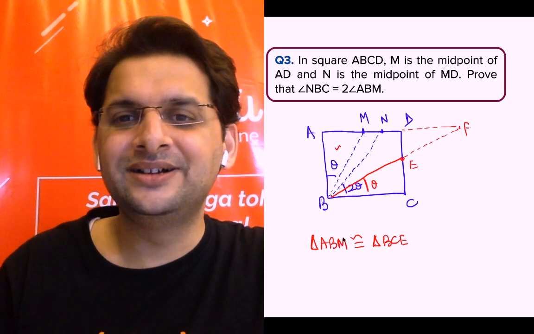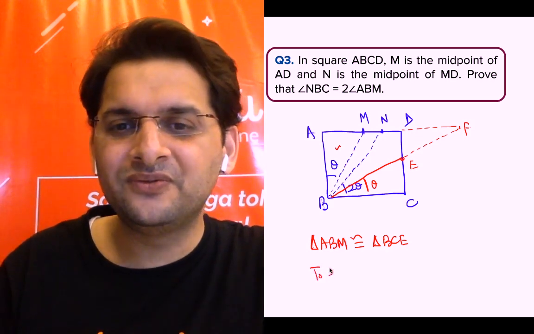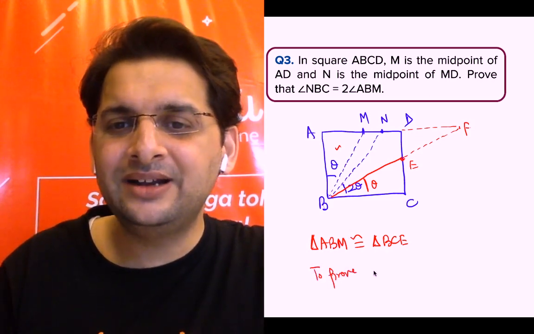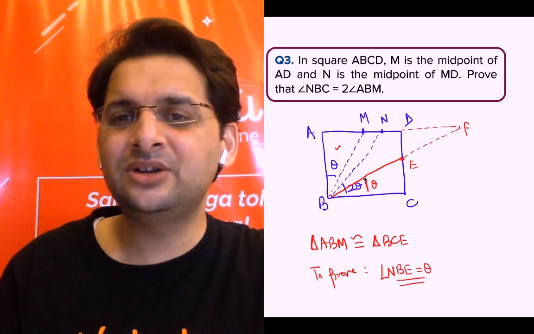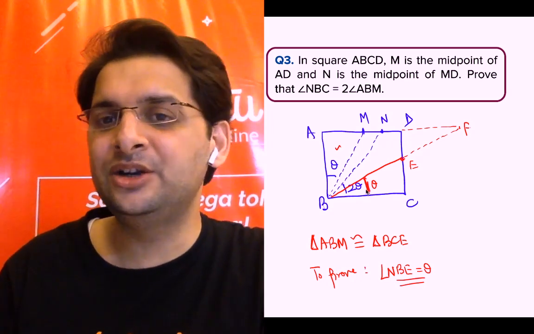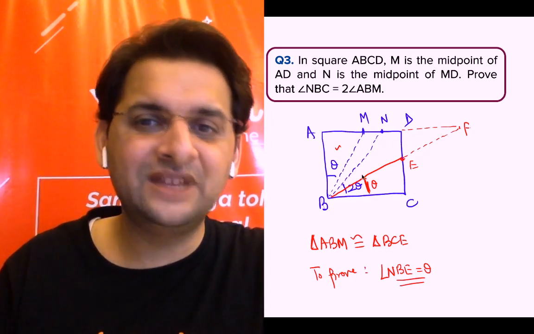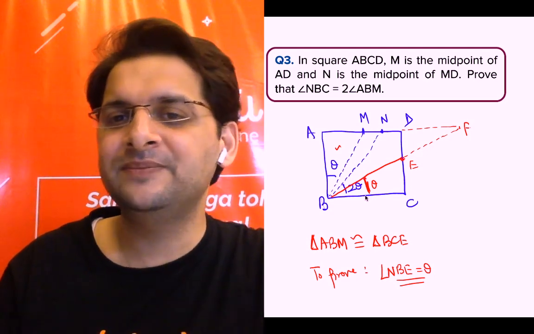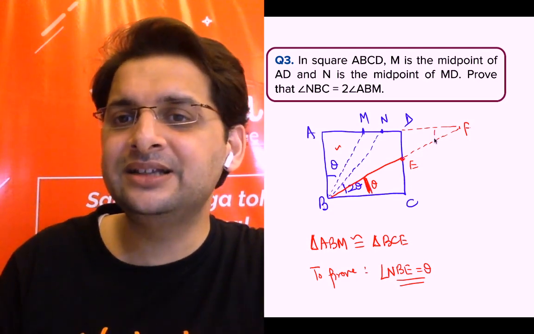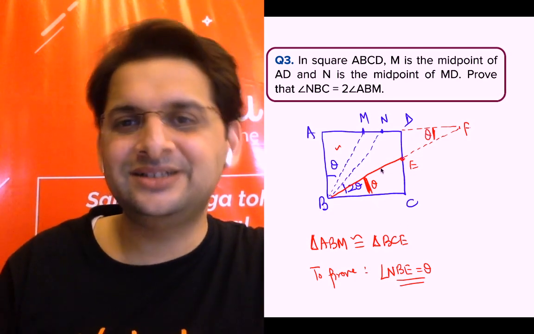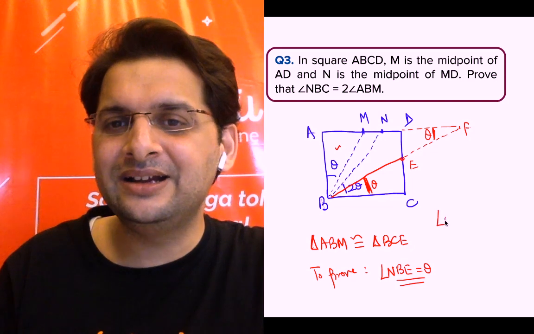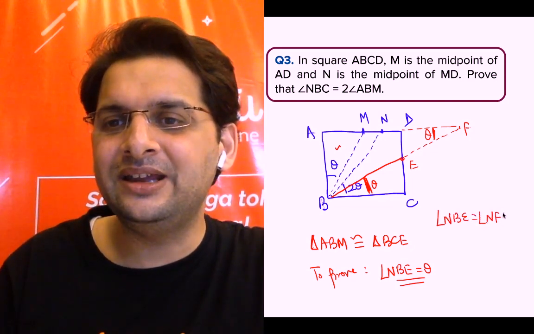This is also theta. So I have to prove that angle NBE is theta. एक तरह से, because this is already theta. This is half of the angle which I need to prove. So मुझे अगर prove करना है, this becomes theta, so this overall will be 2 theta. And we know that this theta and this theta are same, because these two are parallel lines. So in short, I have to prove that angle NBE is same as angle NFE.